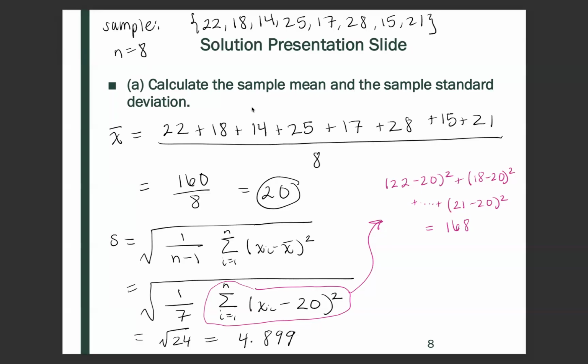And then to find the sample standard deviation, we'll take the square root of 1 over n minus 1 times the sum of xi minus x bar squared. And so our sample size is 8. So 8 minus 1 is 7, times the summation of our xi minus x bar, where x bar here is 20, squared, and then we take the square root of that.